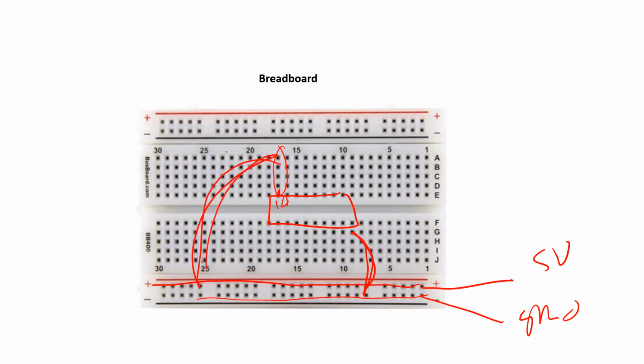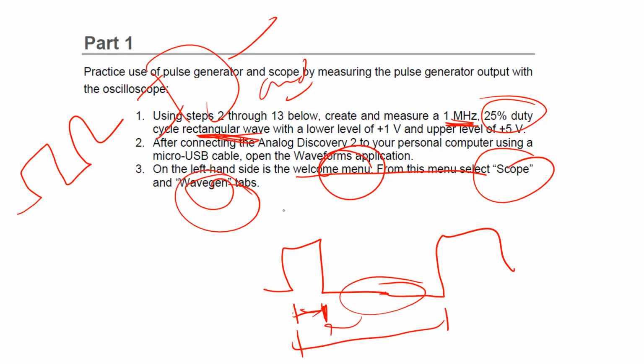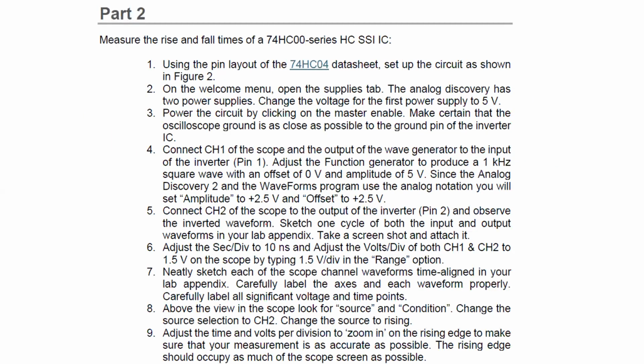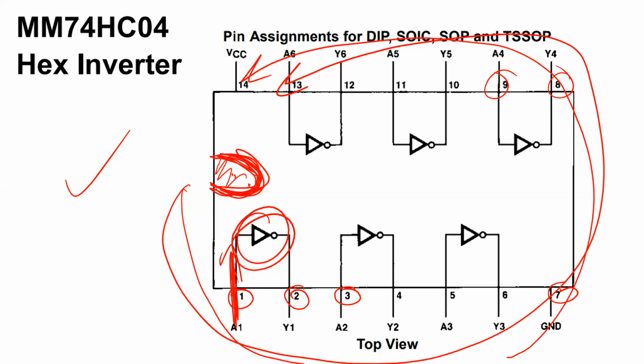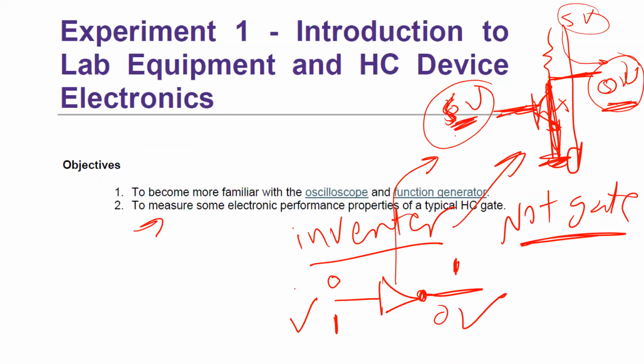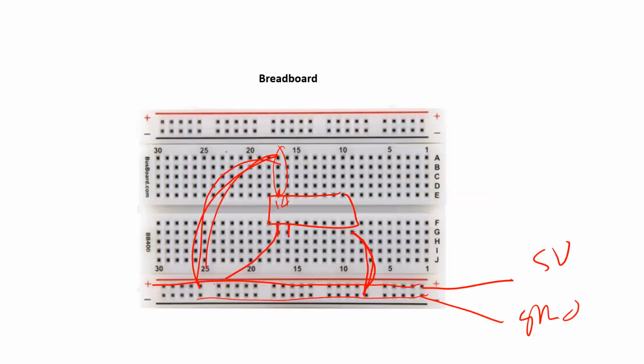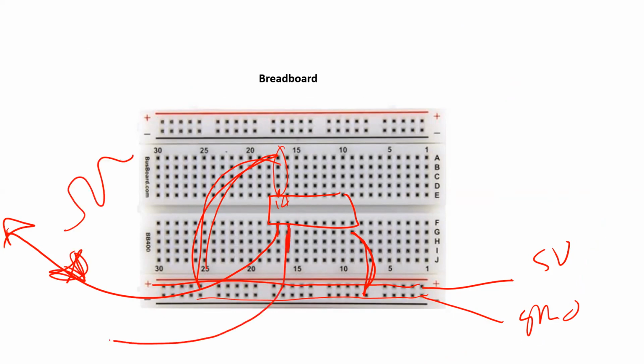And then the input. For example, if I want to use this one here, pin 1 and pin 2, what I'm going to do is connect pin 1 to the discovery kit. But because this is the input, I have to connect it to the function generator to generate the signal this way, and then the output will be from here, so this one has to go to the scope, the discovery kit.